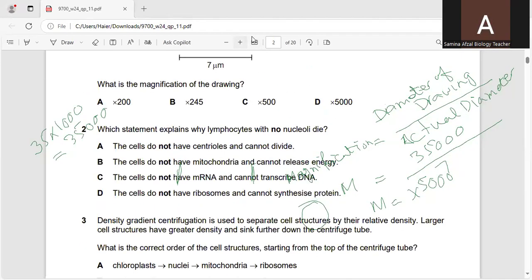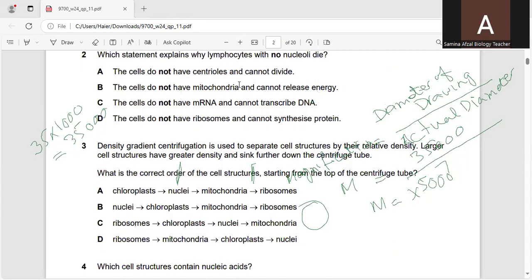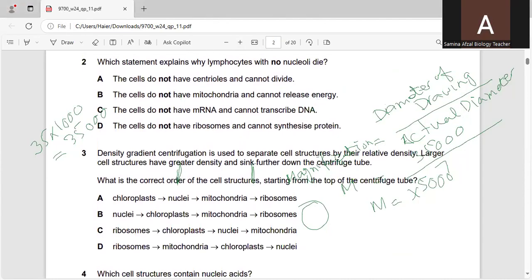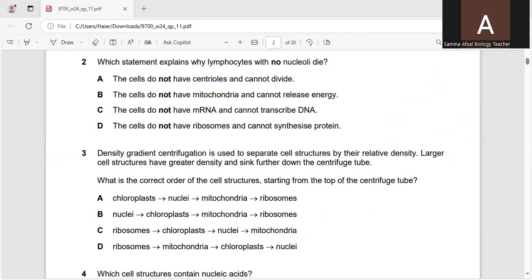Now, question number 2. And question number 2 is, which statement explains why lymphocytes with no nuclei die? The first option: the cells do not have centrioles and cannot divide. Lymphocytes with no nuclei. So no nuclei, it means cytoplasm is there. So centrioles are present in the cytoplasm. So the first statement is not correct.